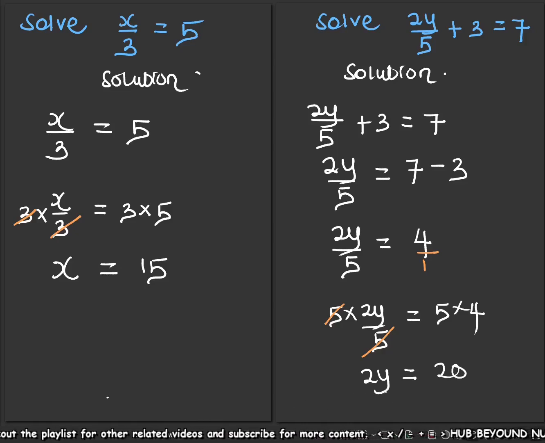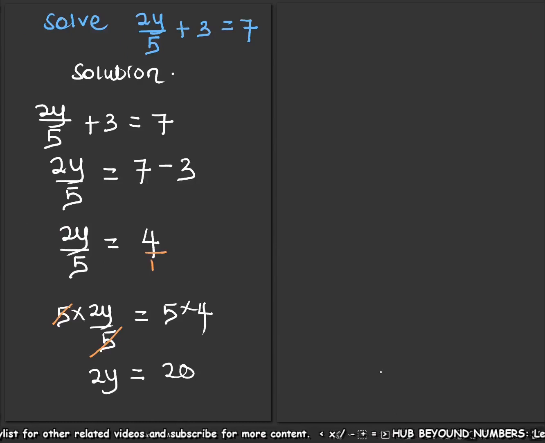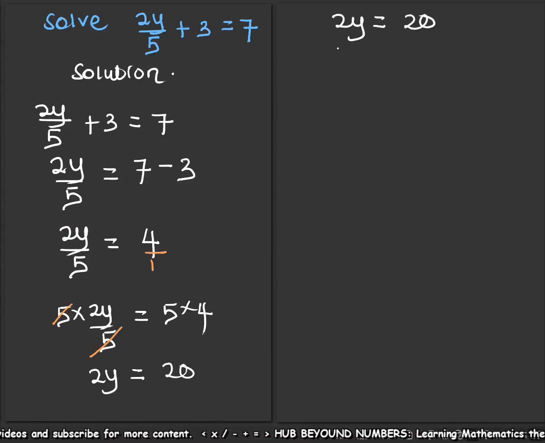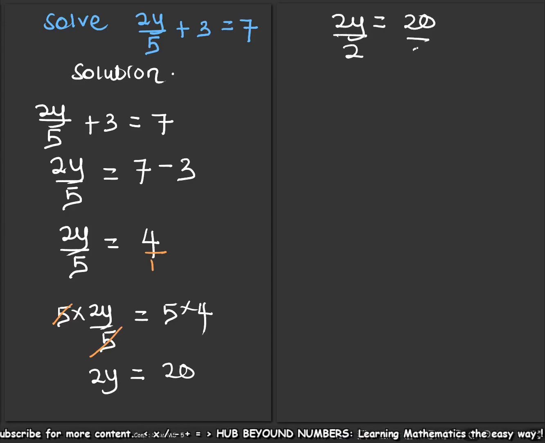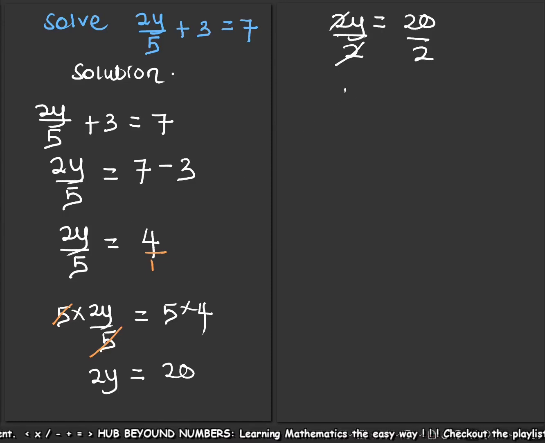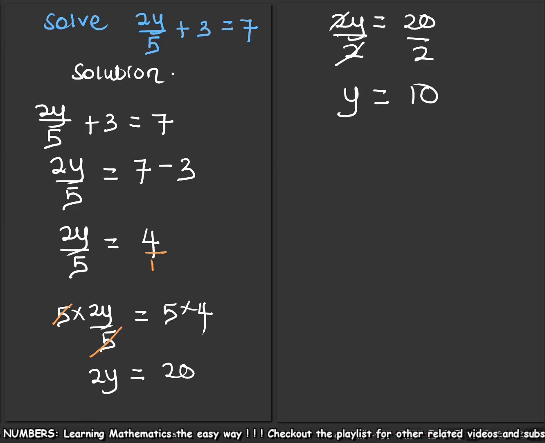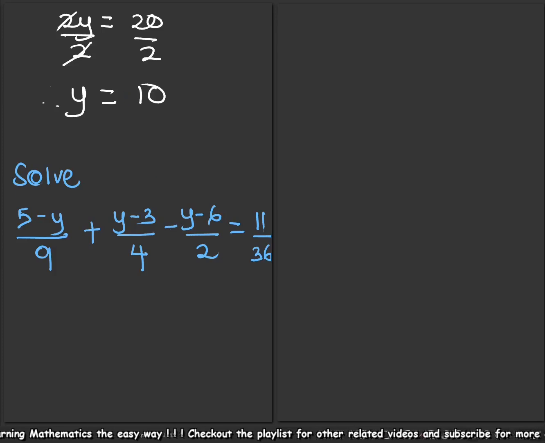So we then have to make y the subject. In making y the subject, we have 2y, which is equal to 20. Hence, we divide both sides by 2, so that this 2 here takes out this 2. And we have our y being equal to 20 over 2, which gives us 10. So we conclude by saying, therefore, our y is equal to 10. Very, very simple.